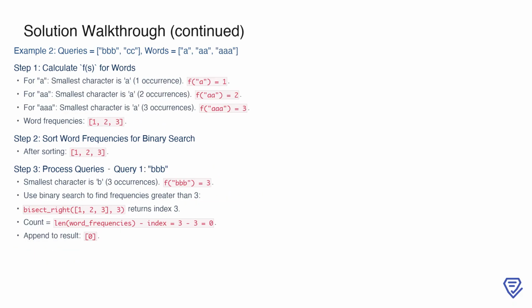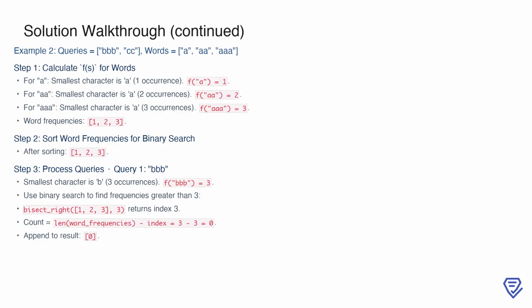Now, we move to the second example with queries BBB and CC, and words A, AA, and AAA. First, we calculate the f(s) values for the words. For A, the smallest character is A, which appears once, so f(A) equals 1. Similarly, for AA, the smallest character appears 2 times, giving f(AA) equals 2. Finally, for AAA, the smallest character appears 3 times, so f(AAA) equals 3. This results in a word frequencies list of [1, 2, 3]. After sorting, the list remains [1, 2, 3].